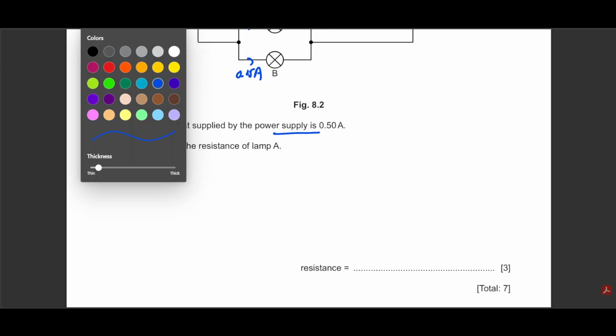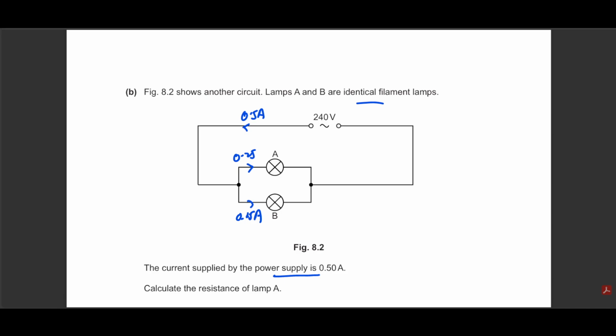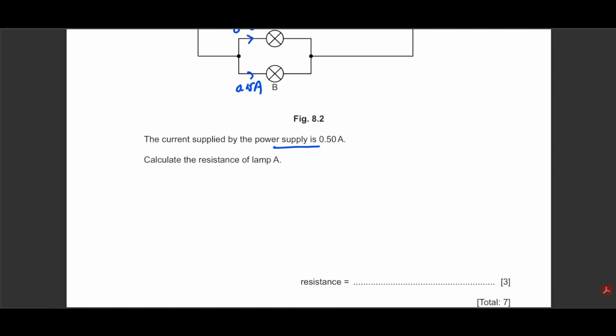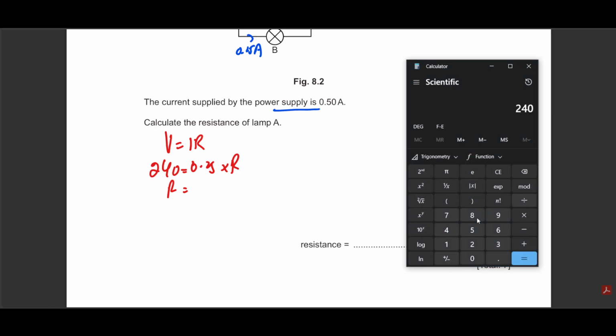He says calculate the resistance of lamp A. Since they are connected in parallel to each other, they have equal access to voltage on both sides. So we can simply use the equation V equals IR: 240 volts equals the current, which is 0.25, times R. So R comes out as 240 divided by 0.25, which is 960.